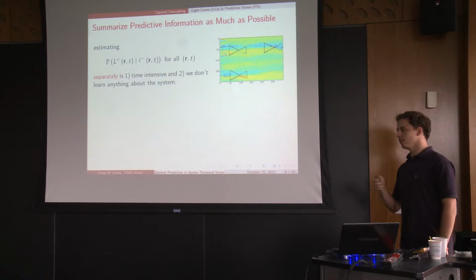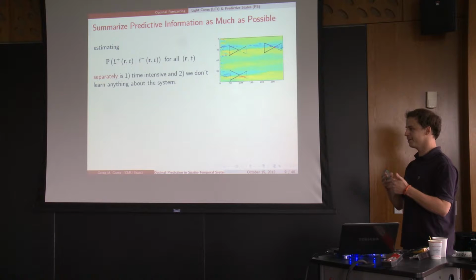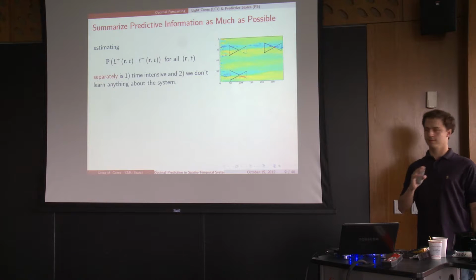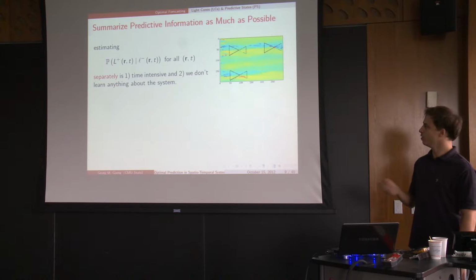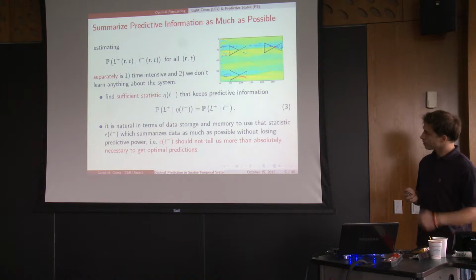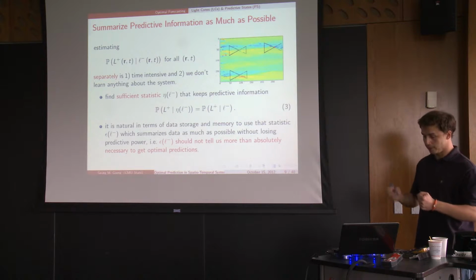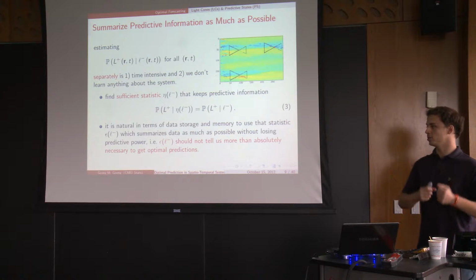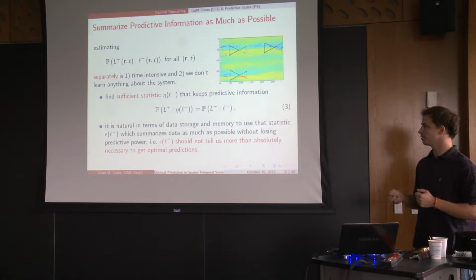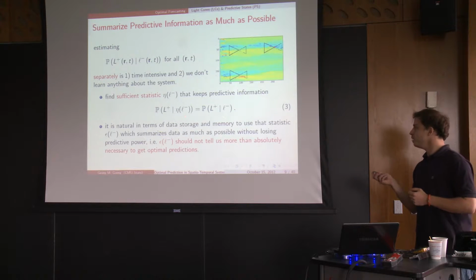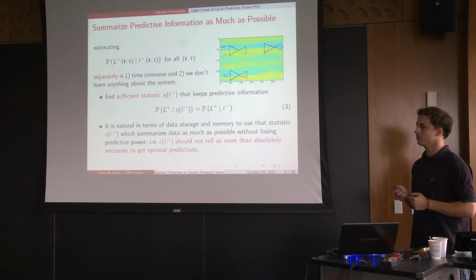But if you do it for all points in the image, again, it's large N, so that's very time intensive, and you didn't learn anything about the system. We want to learn something about the dynamics that's driving the system. So what we would like to do is find a function of the past light cone that keeps the predictive information to make optimal forecasts. That means we want to find a function eta such that the conditional distribution conditioned on eta is the same as if I would solve the original problem.